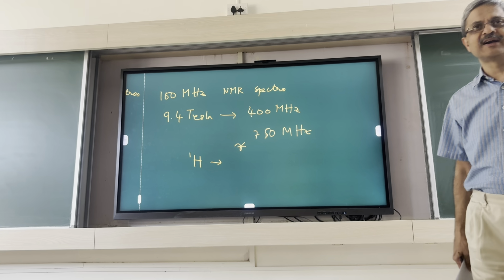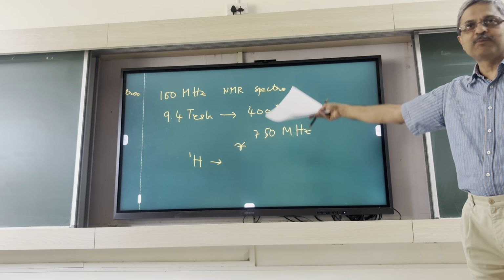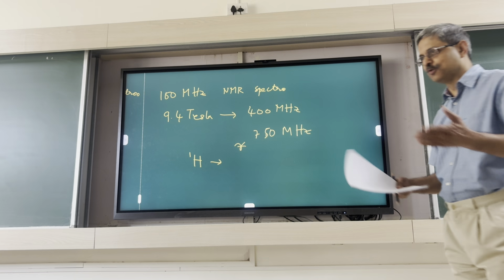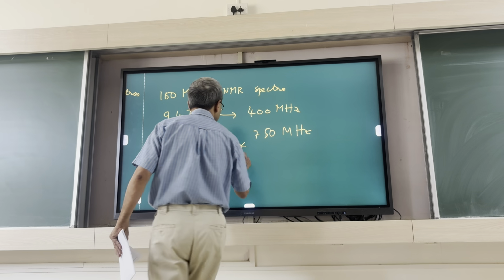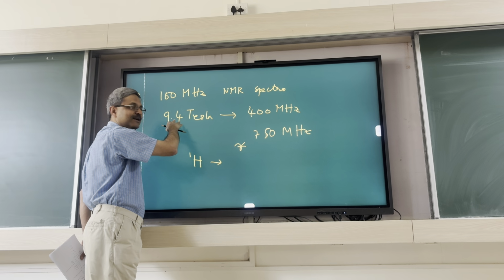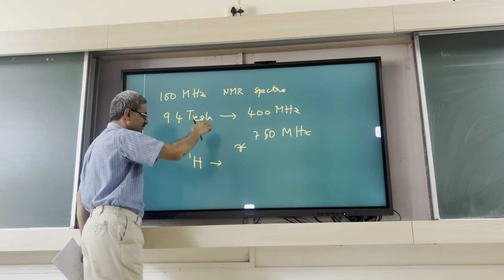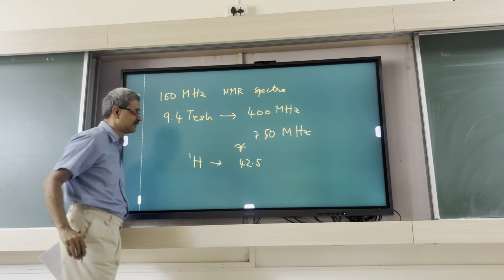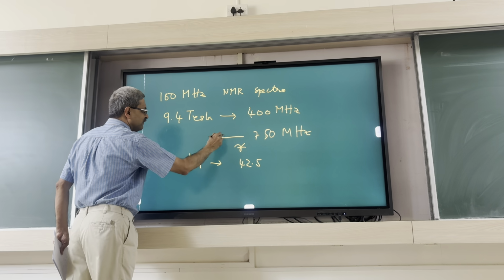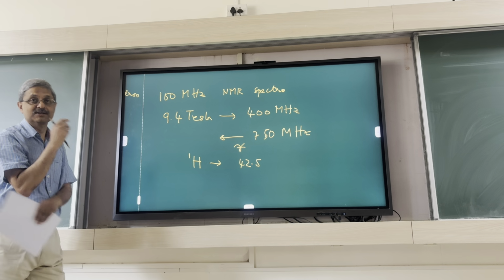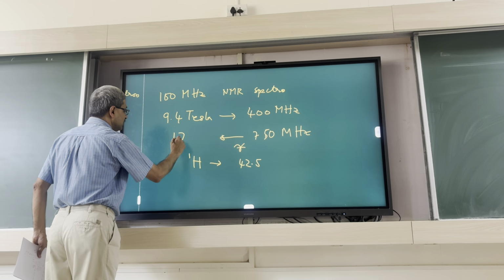Actually, if you do 400 by 9.4, that will tell you. 42.5 something. Right. In fact, I know ours is 400, I know our field is like 9.39 something. 42.55. Some 42.5 something. Right. So this 750 gives how much field? 17.64. Okay, so I was wrong. So 17.6 Tesla.